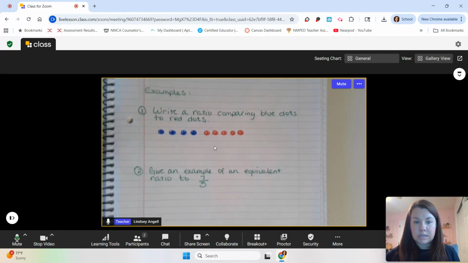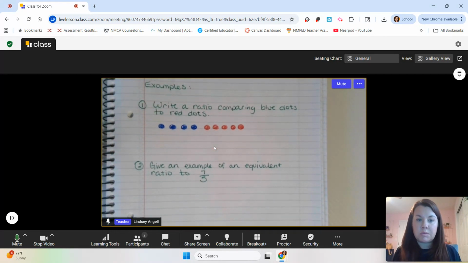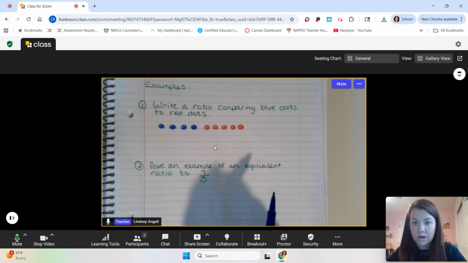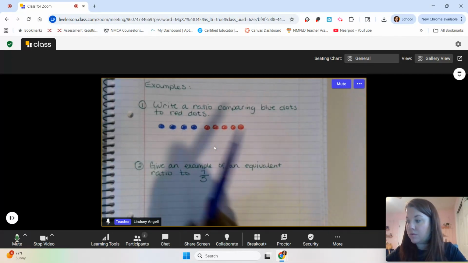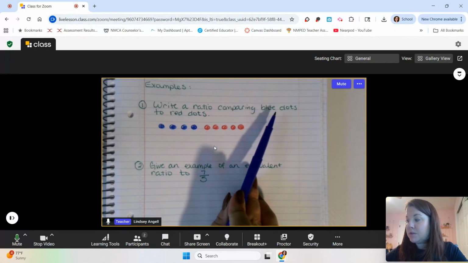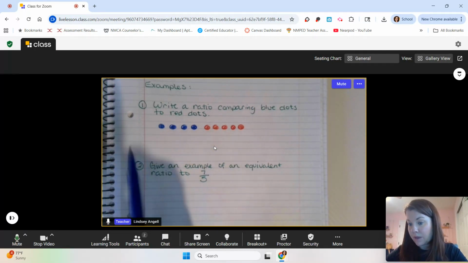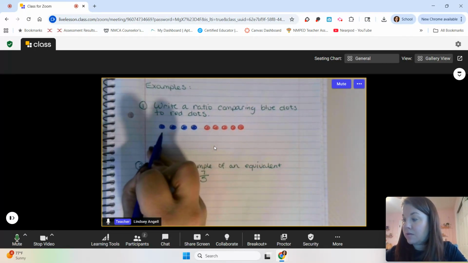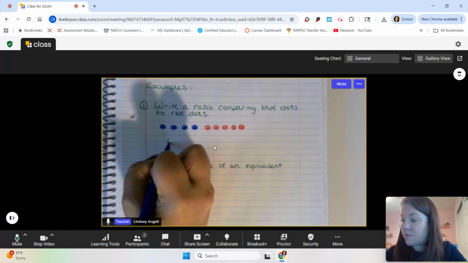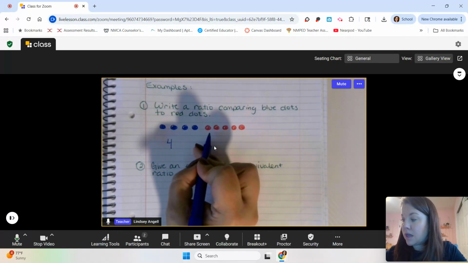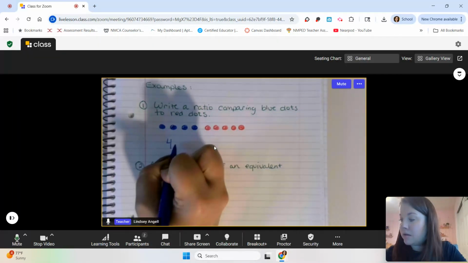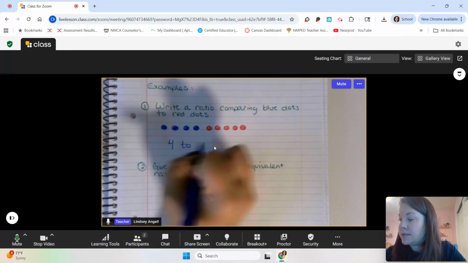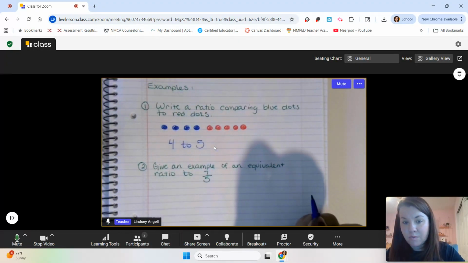So we're just going to go straight into some examples, and let's get going. I got two right here. So number one, write a ratio comparing blue dots to red dots. So notice I said the order that the ratio should come in as well, or the rate, but I said blue to red. Okay, so that means I need to count blue, which in this case is 4, and compared to the red, which is 5. So I could say 4 to 5.